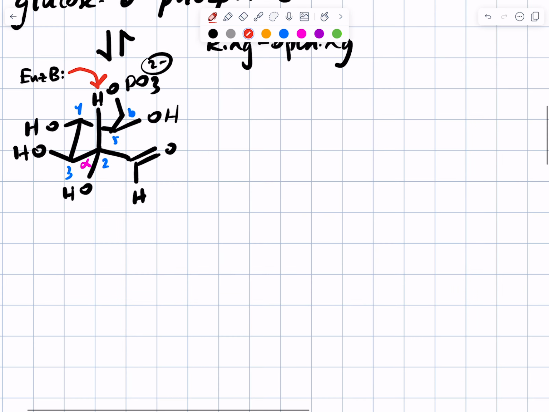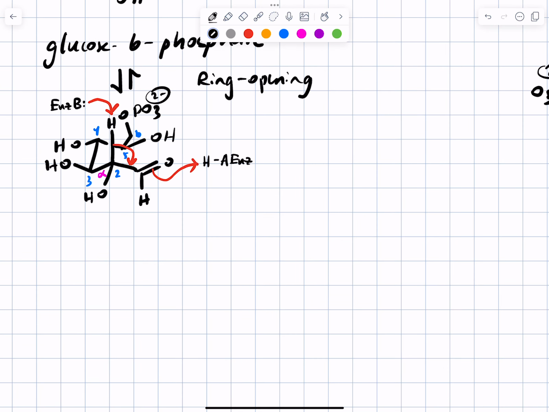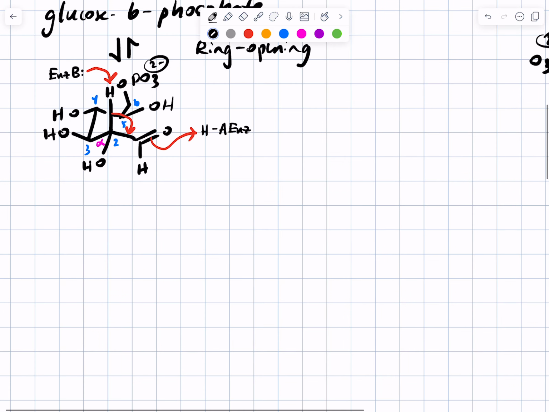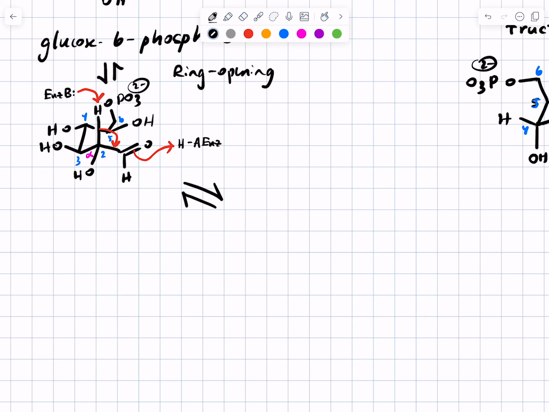And so it's not too much of a stretch to imagine that these electrons kick down to form a pi bond, and in the same step, the carbonyl oxygen gets protonated by some acidic group in the enzyme active site. And this is going to take us from the aldehyde form to an enol form.